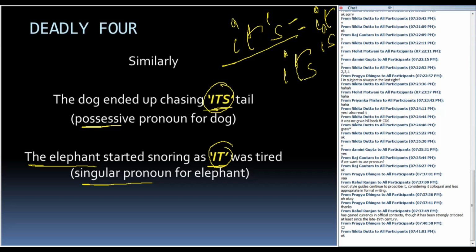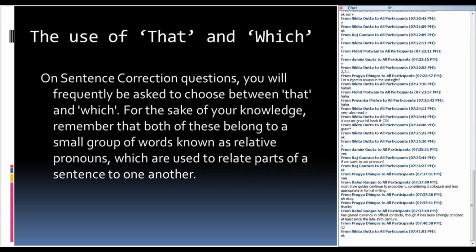Now we have discussed these basic pronouns. There are four other pronouns that I want to discuss because generally there's confusion. I want to discuss with you the difference between the pronouns that and which. These two pronouns are actually called relative pronouns. That and which are relative pronouns. What are relative pronouns? Relative pronouns are those pronouns that can also act as conjunctions. That means they can join two sentences.